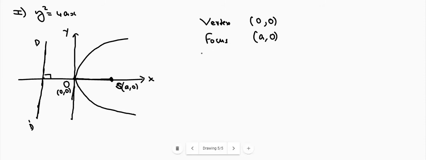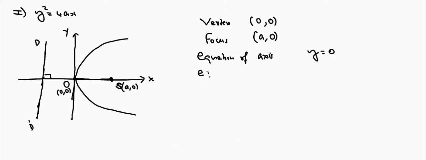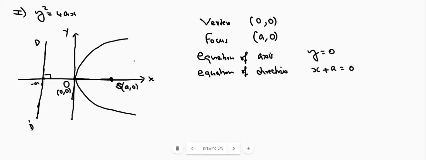Then the equation of the axis. Here the axis is the positive x-axis. Its equation is y equals 0. Next, the equation of the directrix. Here the directrix D dash passes through minus a. Then the equation will be x equals minus a, or x plus a equals 0. There is another line which passes through the focus and is perpendicular to the axis. This line, LL dash, is known as the latus rectum.